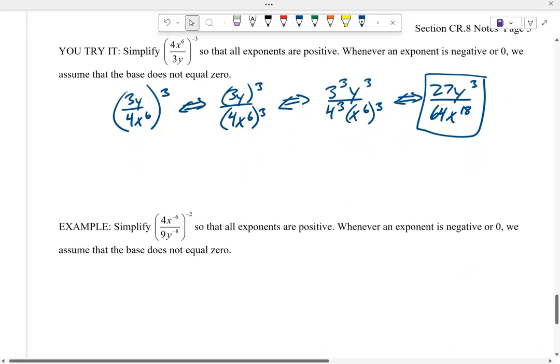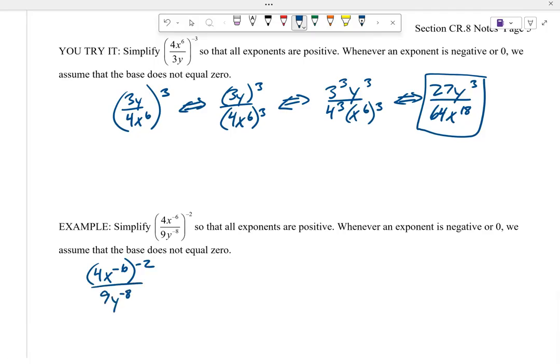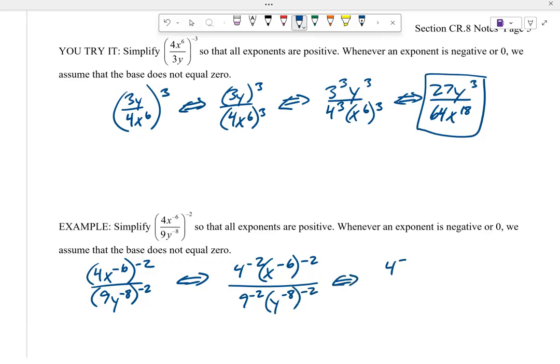I've also got these to a negative exponent. And know that they're already negative exponents. So I'm going to do this a little bit differently. Let's go like this to the negative 2, and let's go like this, bottom one, also negative 2. So you've got the 4 to the negative 2, you've got the x to the negative 6 to the negative 2. See how that'll be positive right there. You get the 9 to the negative 2, you get the y to the negative 8 to the negative 2. So here you've got 4 to the negative 2, x to the positive 12, over 9 to the negative 2, y to the positive 16.